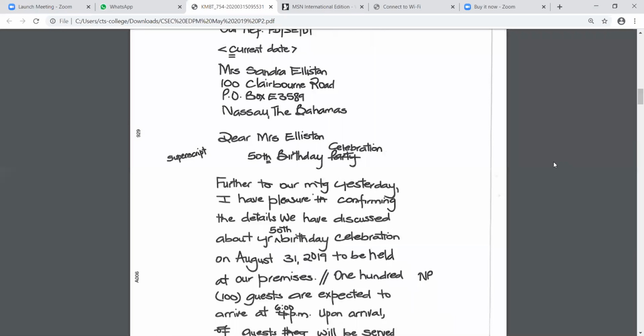Be looking at it on the screen right now. What is the name of the event or function taking place here? It's what? Can anybody tell me? 50th birthday celebration. Very good. So the event or function is what you are typing in that third part of the question where you see event or function. You have to type in 50th birthday celebration. Does everybody understand that?